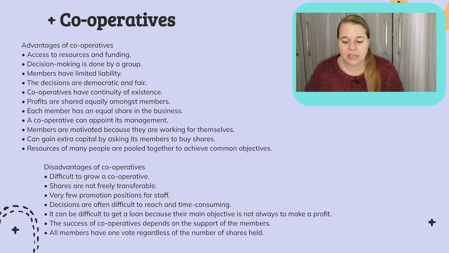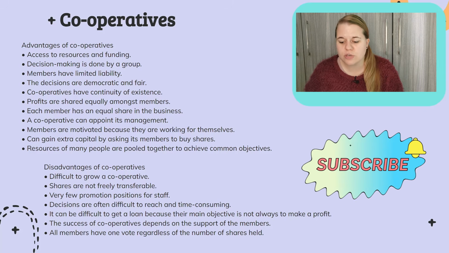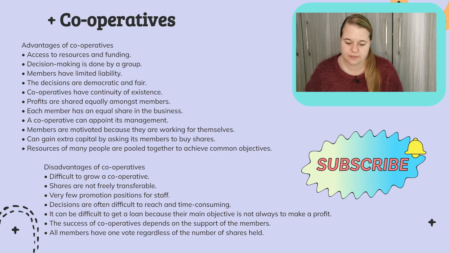Profits are shared equally amongst the members. Each member has an equal share in the business. A cooperative can appoint its management. Members are motivated because they are working for themselves. It can gain extra capital by asking its members to buy shares. Resources of many people are pooled together to achieve common objectives.